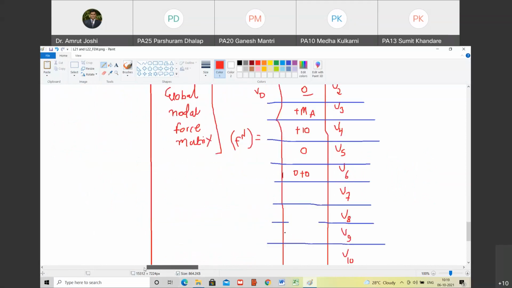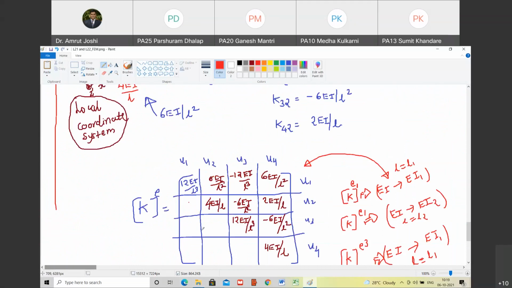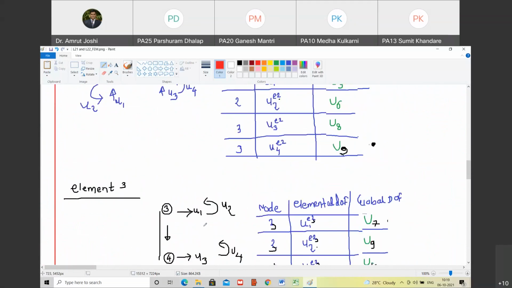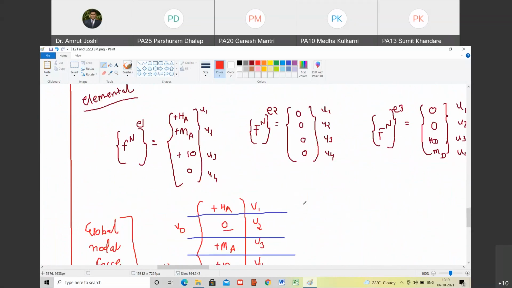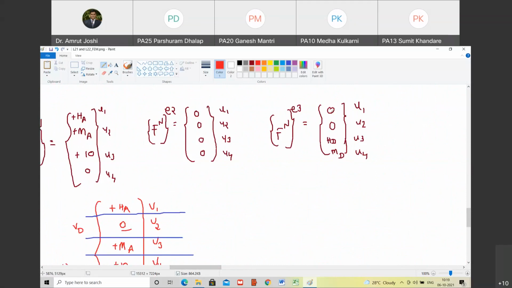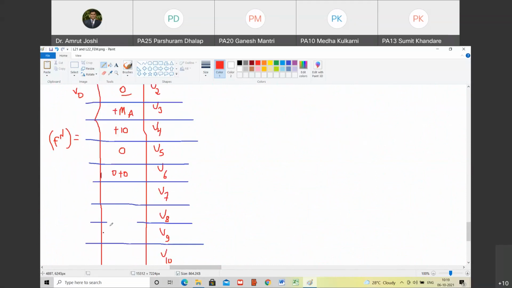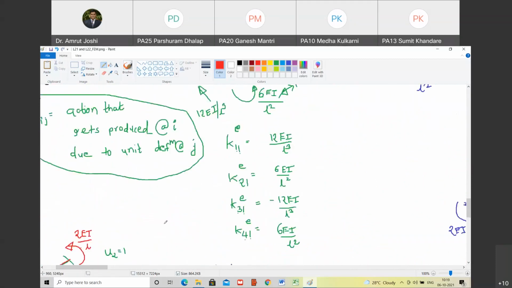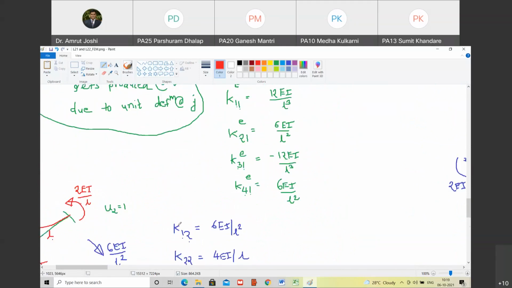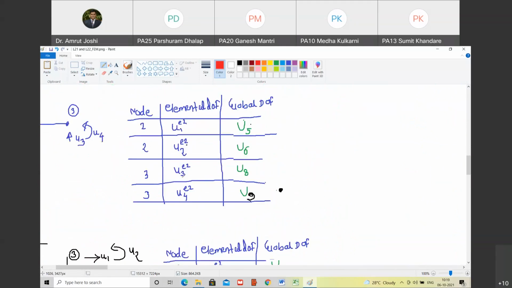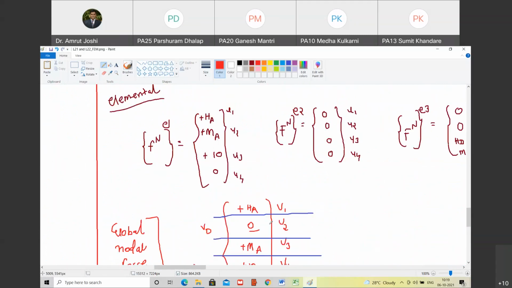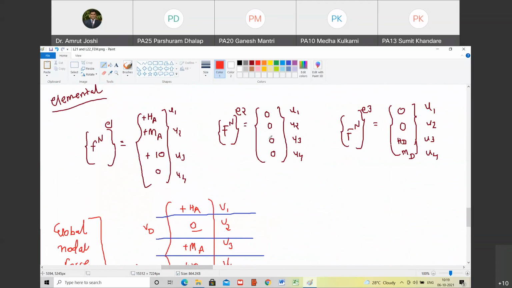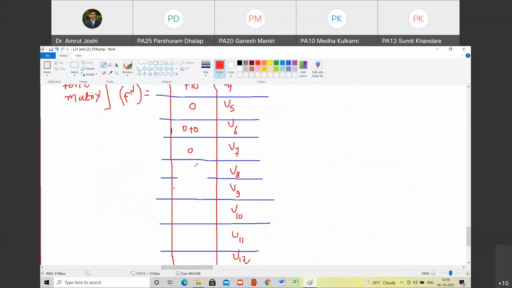What about U7? U7. Third element. First degree of freedom. So let us have a look at third element, first degree of freedom, nodal force matrix. It is 0. Are you with me? What about U8? Second element. Third degree of freedom. So let us have a look at second element, third degree of freedom. That is 0. So I will write it as 0.